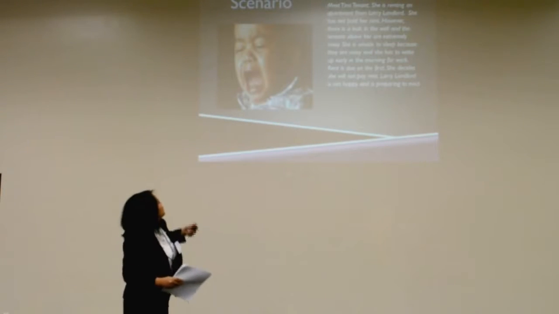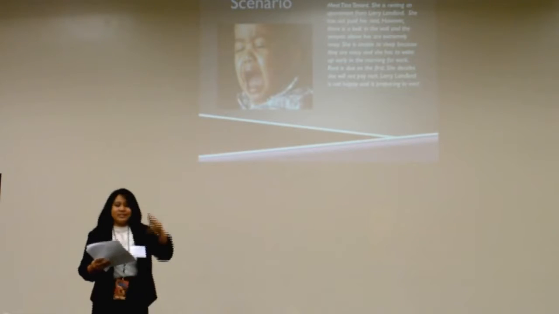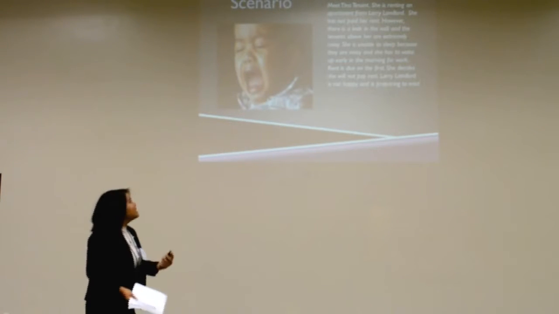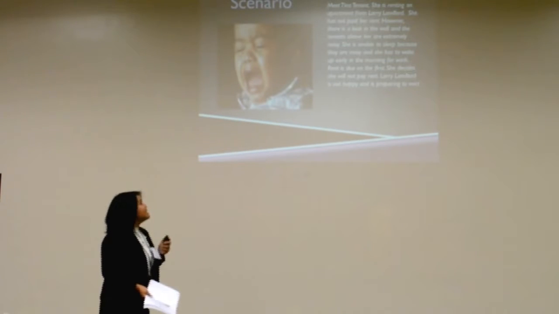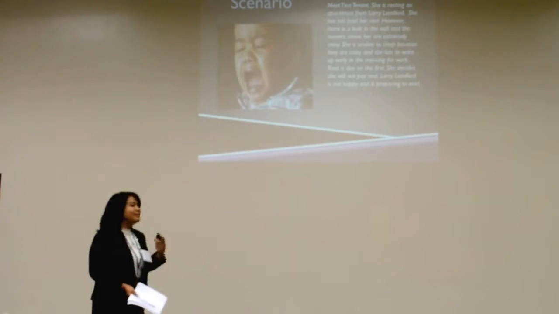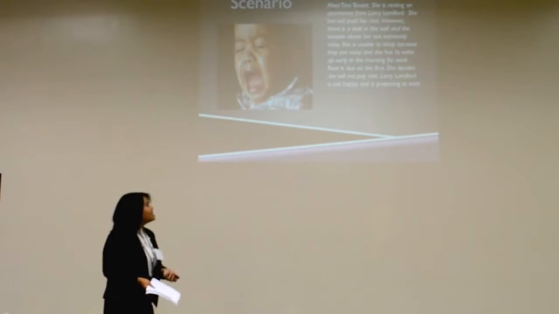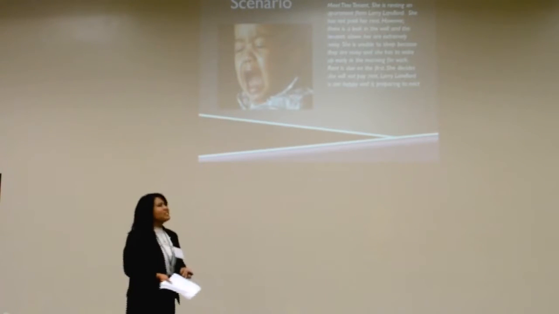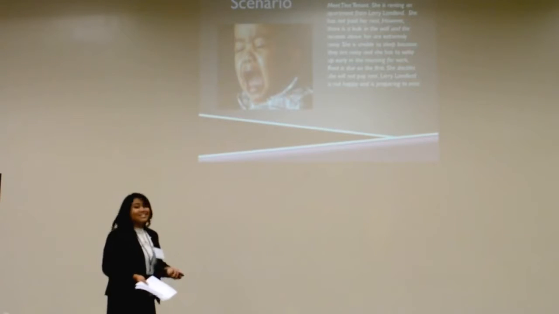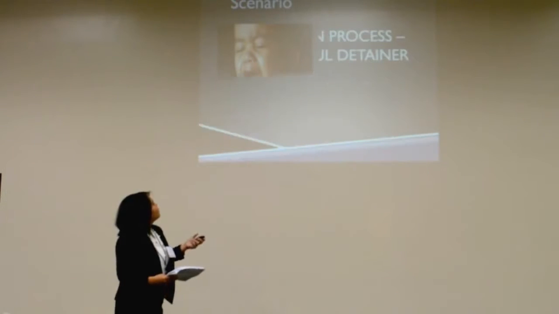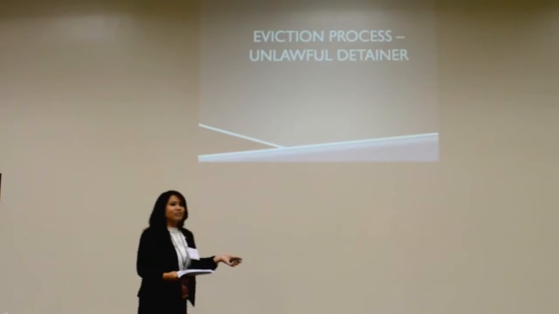I'll give you a scenario. This is a typical scenario to segue into landlord-tenant issues. Meet Tina Tenant. She's renting an apartment from Larry the landlord. She hasn't paid her rent. However, there's a leak in the wall. The tenants above her are extremely noisy. She can't sleep because they are noisy, but she has to wake up early in the morning for work. Rent is due on the 1st. She decides she's not going to pay rent. Larry, the landlord, obviously is not happy and wants to evict. So again, we're going to go over the eviction process, unlawful detainer.